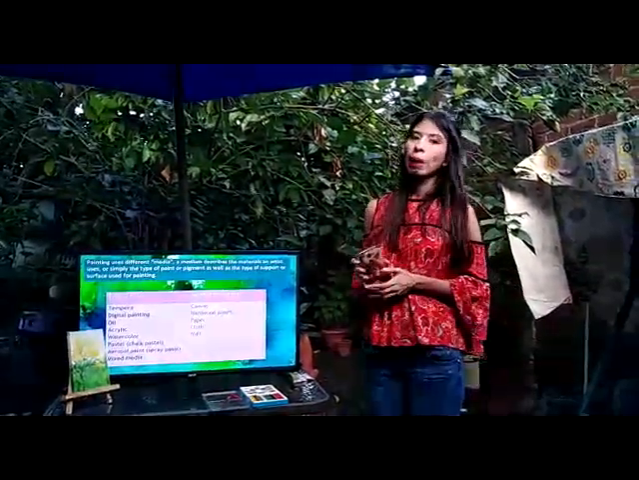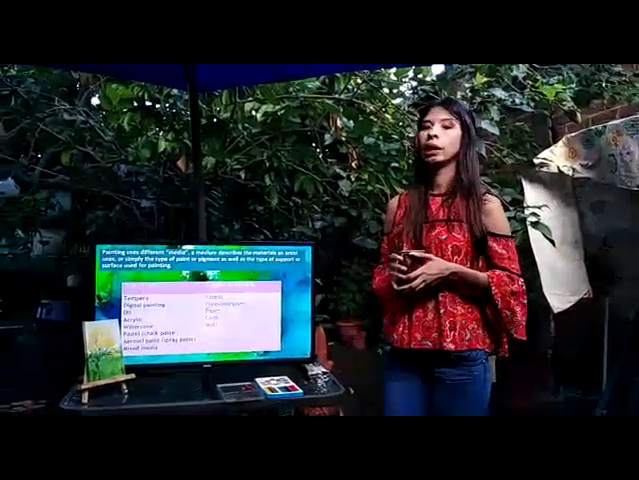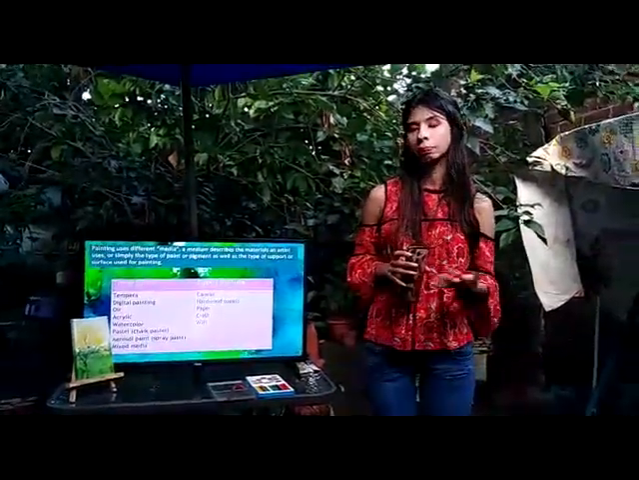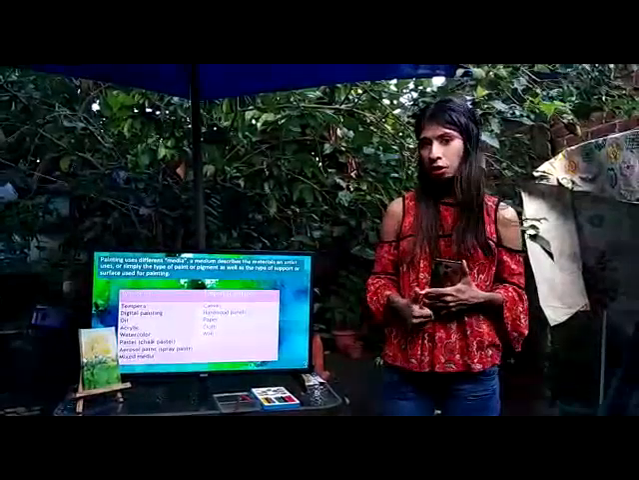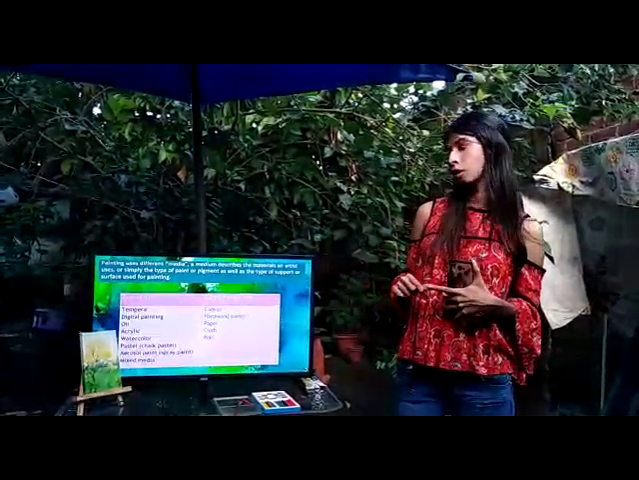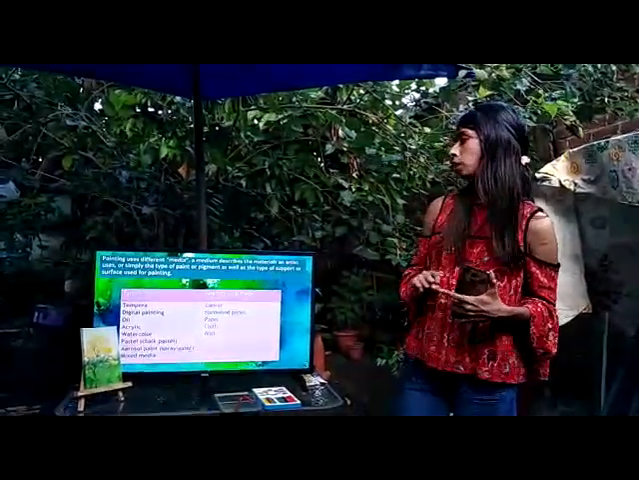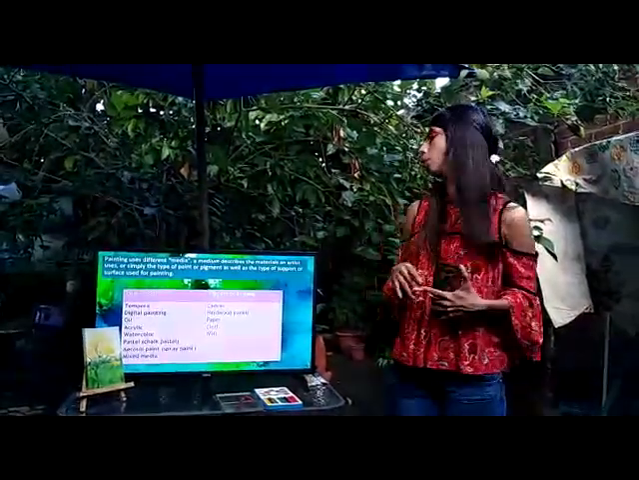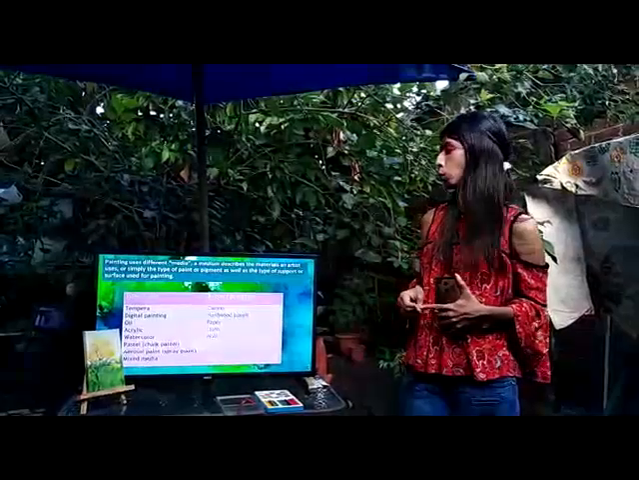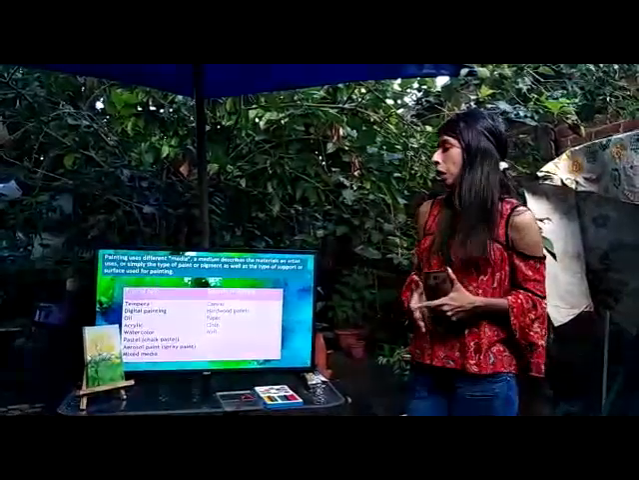When it comes to painting, we talk about media, the media used in painting. Media is in plural. Singular form is medium. And what is medium? Medium refers to the materials used by the artist or the type of paint or pigment, as well as the type of support or surface used for painting.